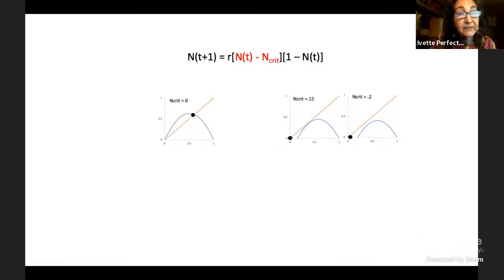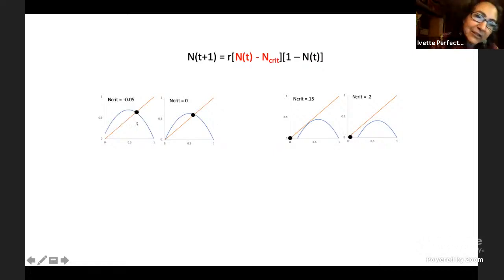You decrease it even further, and you still have that equilibrium point basically at the very high level of the scale insect. Now, in the intermediate between these high levels of n-crit and these low levels of n-crit, you have the situation that I showed you before, where you have two stable equilibrium points and one unstable equilibrium point.